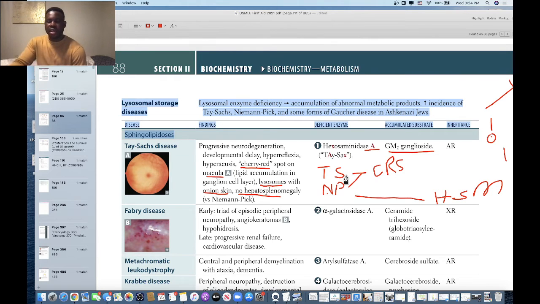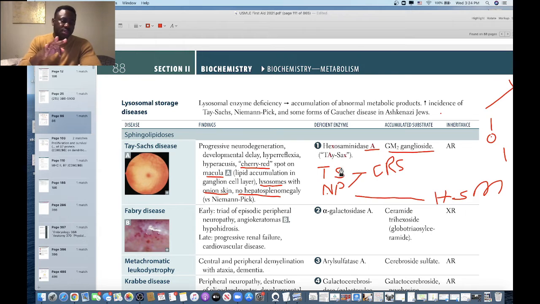So please take note. Again, when they talk about cherry red spots in the eye, there are three things that can cause that. In my studies, I discovered that it was three things. One is Niemann-Pick, Tay-Sachs, and the third one, can you guess? It's central retinal artery occlusion. That is off topic, but yes, you should know it. So as soon as you see cherry red spots in the eye, it's three things: Tay-Sachs, Niemann-Pick, and central retinal artery occlusion.